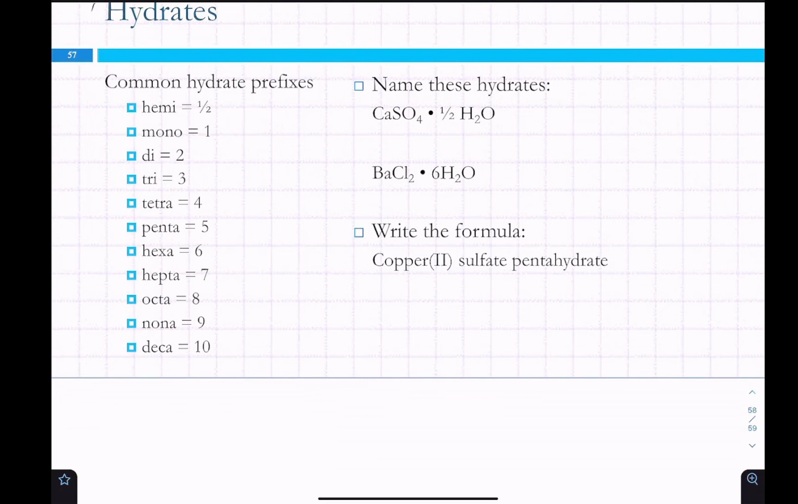So what would this first compound be named? Calcium sulfate hemihydrate. The hemihydrate's got a lot more horsepower than the regular hydrate.